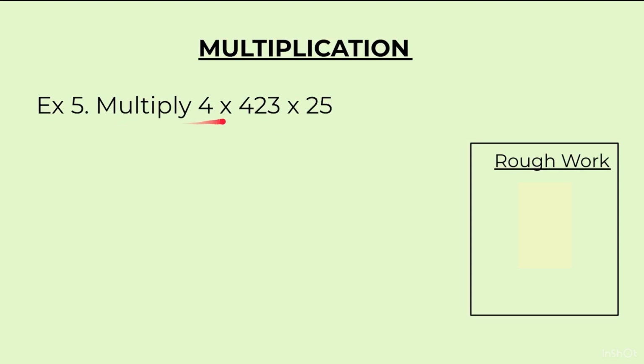Example 5. Multiply 4 into 423 into 25. Now here three numbers are given. We have to look at these numbers and see which two should we multiply first so that our calculation becomes easy. Now if you see, 4 into 25 will give us, I have calculated in the rough and shown you, it gives us 100. So we will first multiply 4 into 25.